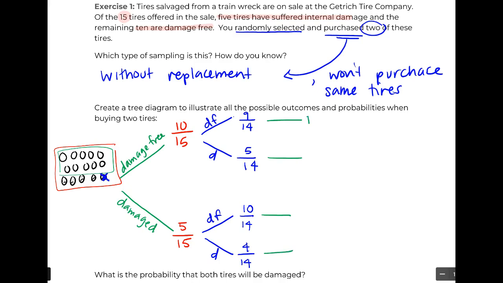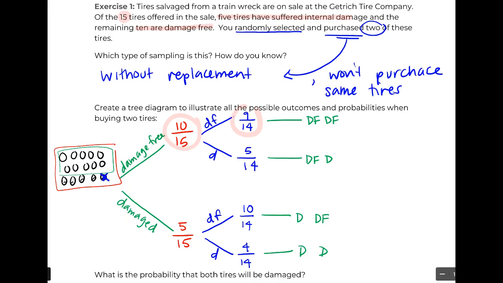In this first group, we have 2 damage-free. We got a damage-free and then a damage-free. Second set, we have a damage-free and a damaged. Next, we have a damaged and a damage-free. And then the last, or darkest timeline, we end up with 2 damaged tires. And to find these probabilities, as we did with the regular trees, we're just going to multiply these two things together. So we'll go down those rows and we will figure out what our different probabilities are.